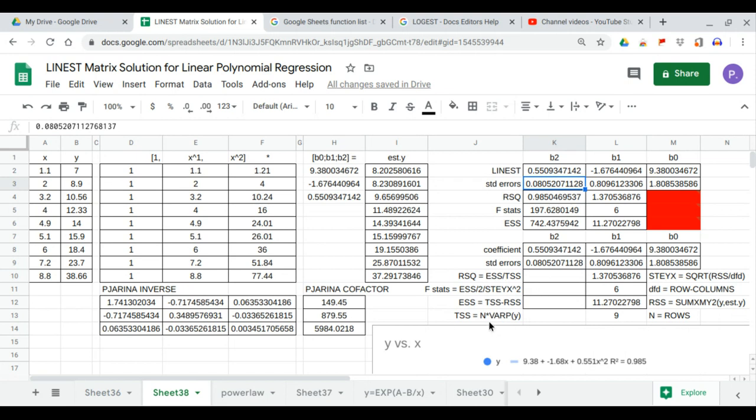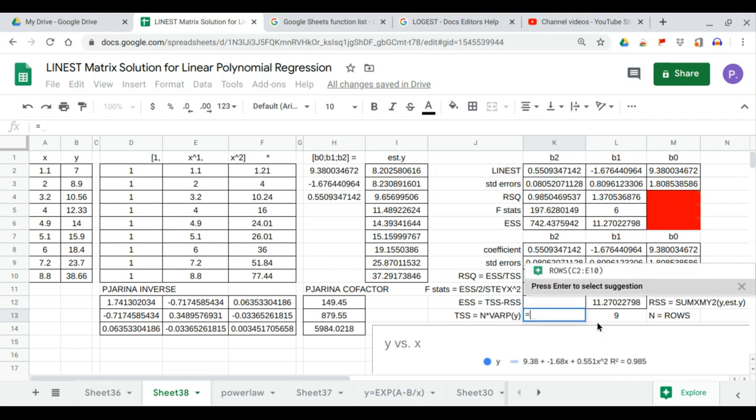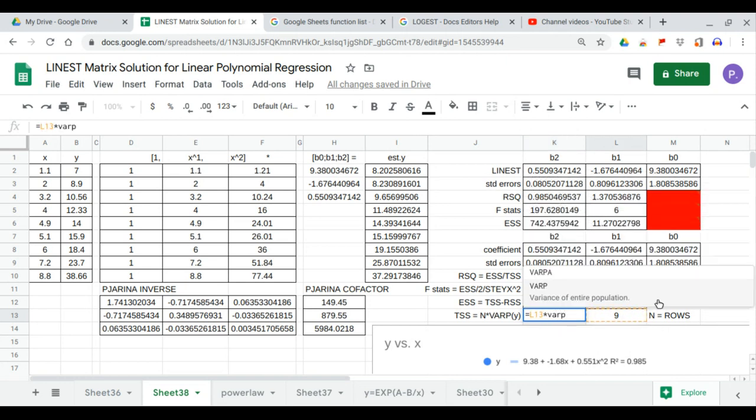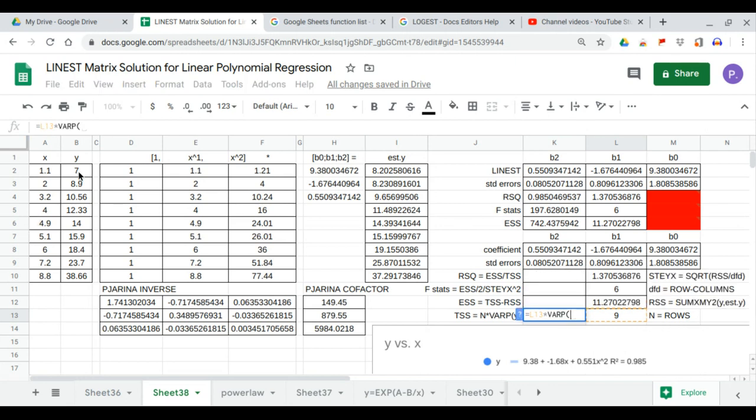Next, we calculate the total sum of squares, which is n times the variance of the population y. So n, the population, times the variance of the population y. 753. So we calculate the regression sum of squares, which is total sum of squares minus residual sum of squares. 742.437 matches our LINEST output.